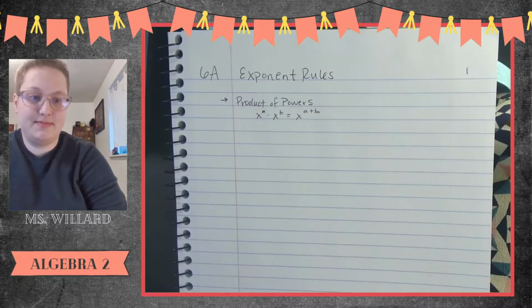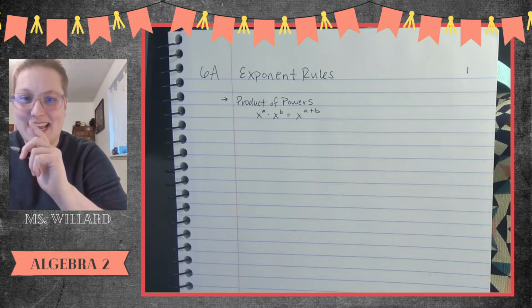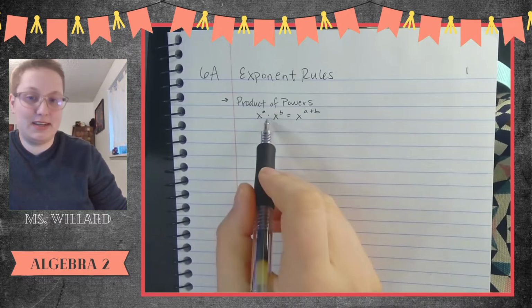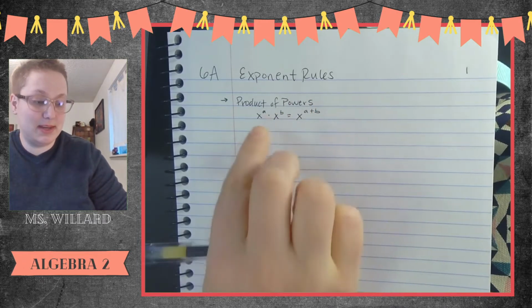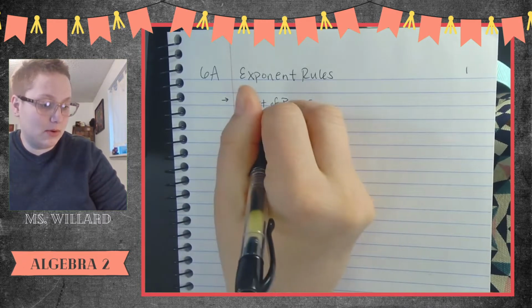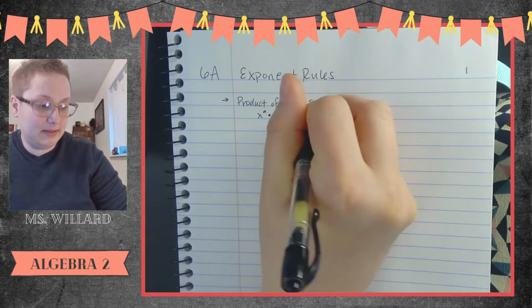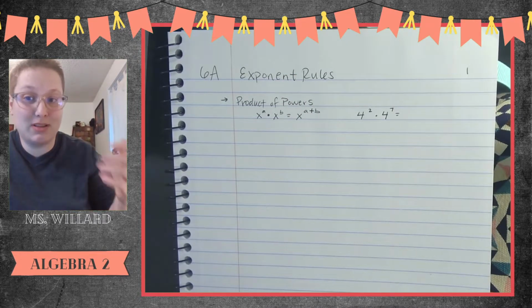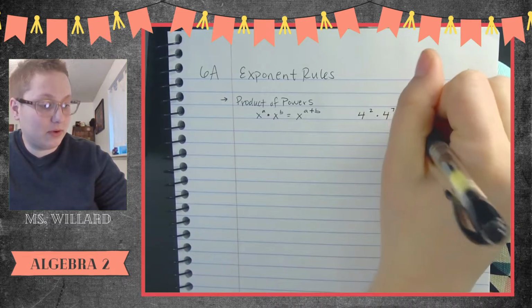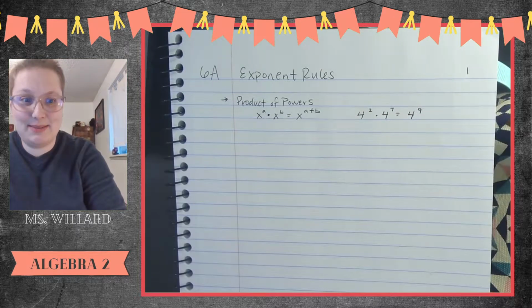Ready? Okay. Number one, if I multiply two things together with different powers, I can add up the powers together as long as the base is the same. So multiplication here means adding the powers. Here's an example. So if I did 4 to the second times 4 to the seventh, that would be 4 to the ninth. Here's why.